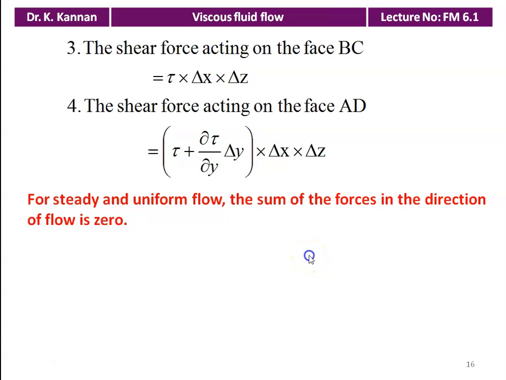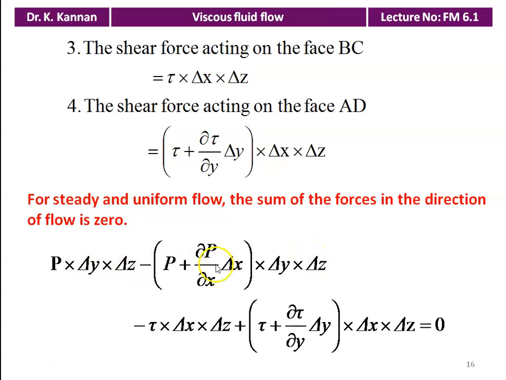We have to add all the forces, the pressure force and the force due to the shear stress. So P into delta y delta z minus P plus dou P by dou x into delta y delta z. The second term is acting in the opposite direction, and the force on the bottom is also acting in the opposite direction. Minus tau into delta x delta z plus tau plus dou tau by dou y into delta x delta z.